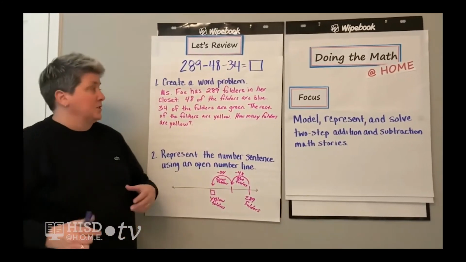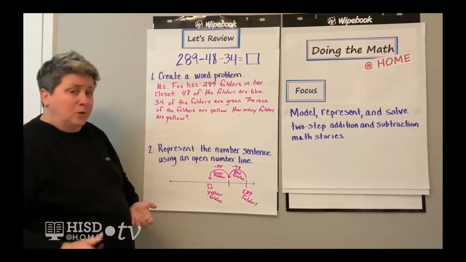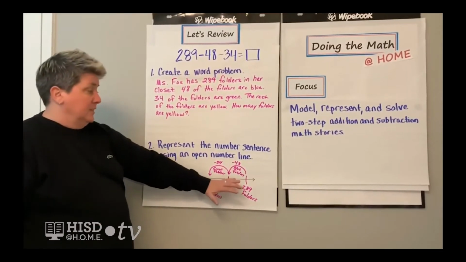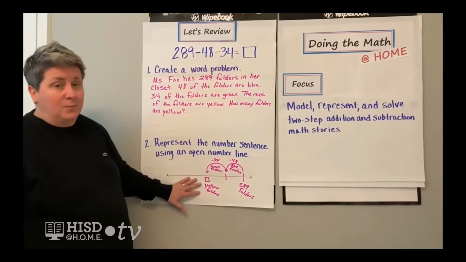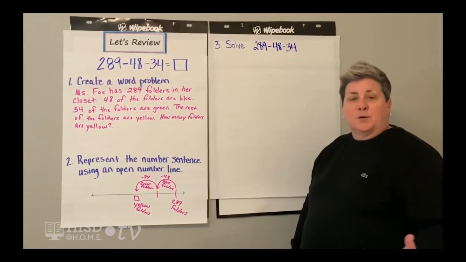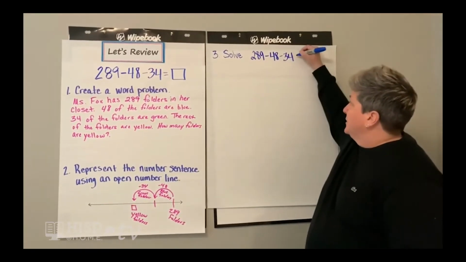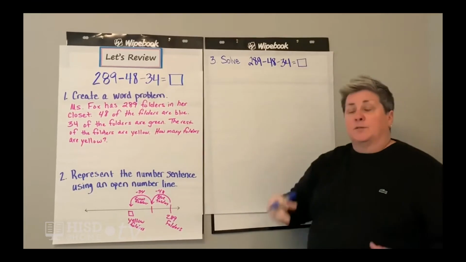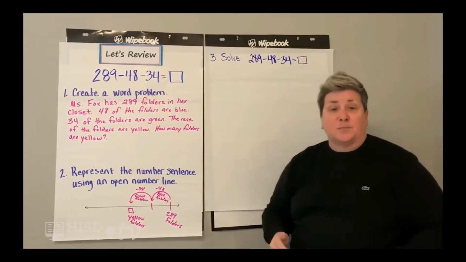So many times, boys and girls, we are able to take a number sentence and we're able to generate a word problem, but we sometimes get in trouble when we have to represent the number sentence on an open number line, and this is how we do it. I didn't have to do any math. I just needed to be able to represent what's happening in the problem that matches my number sentence. Let's go ahead and solve this problem. So we know that we have a number sentence where 289 minus 48 minus 34 is equal to an unknown difference. It's really important here to recognize that this is actually a two-step problem.